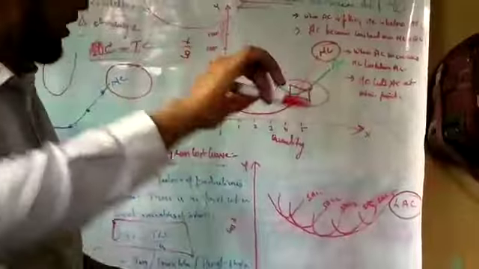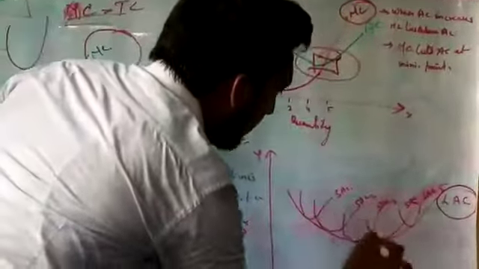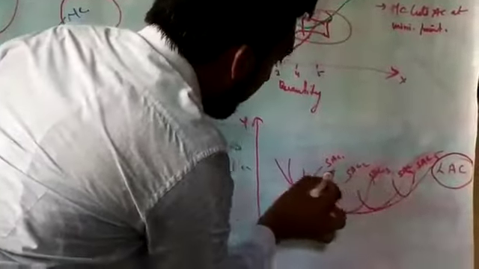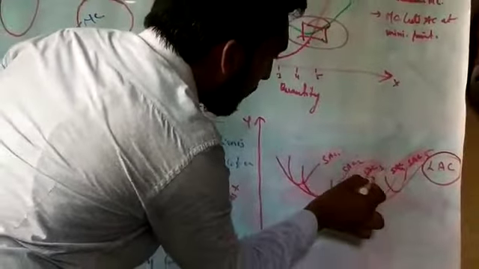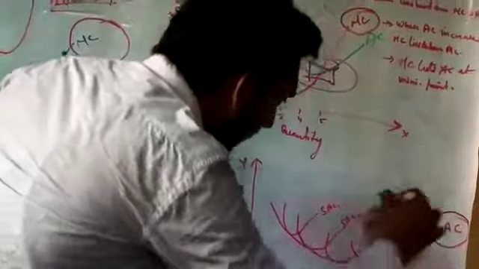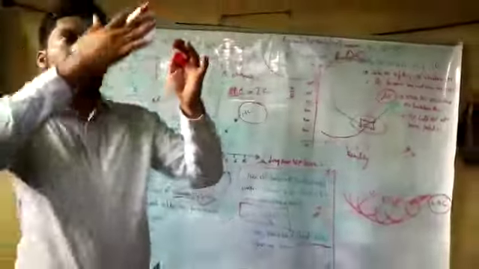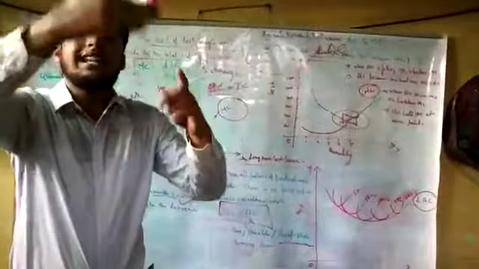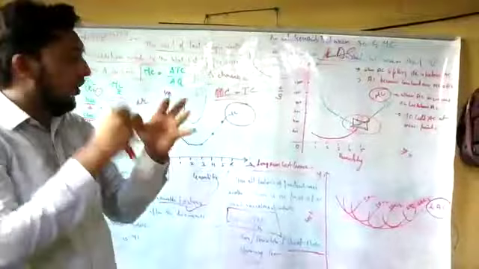And inside that you have to draw 4 or 5 short run curves. See, small U, small U, SAC. So short run curve 1, short run curve 2, short run curve 3, short run curve 4, short run curve 5. So small curves. When you draw a big curve, on top of it there are small curves. That is what we call the envelope curve.